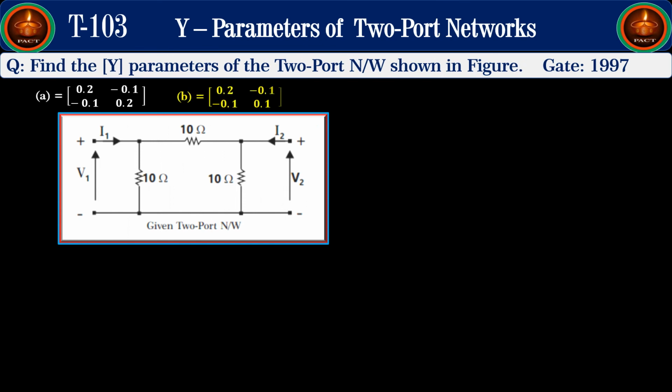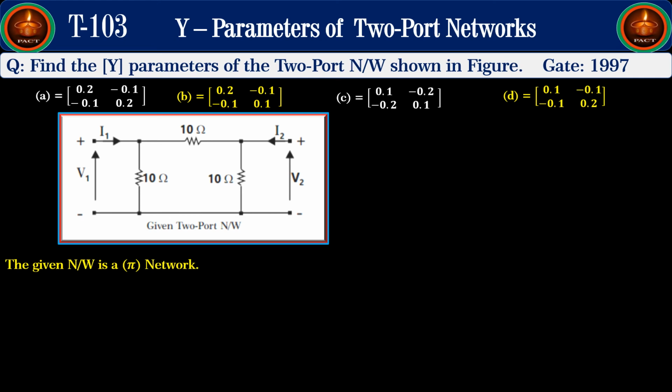Friends, we have solved this network by different methods and found that option A is the correct answer. Now, I am going to explain the easiest method to solve this network because it is a pi network. If the given network is not a pi network, and if it is possible to transform it into a pi network, then you can follow this procedure to find the y parameters very easily. Now, this network is a pi network.